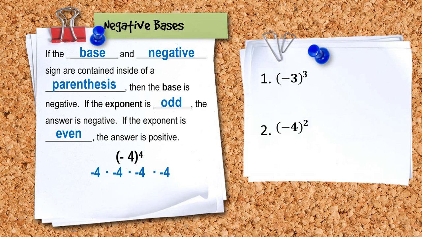Or again, this is a great calculator moment, but we're going to take the time to challenge ourselves and plan out our work. Negative 4 times negative 4 gives me 16. The other negative 4 times negative 4 gives me 16.